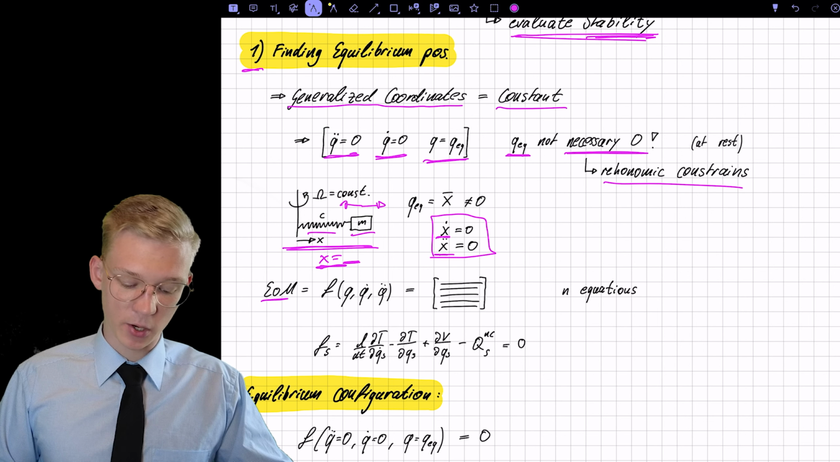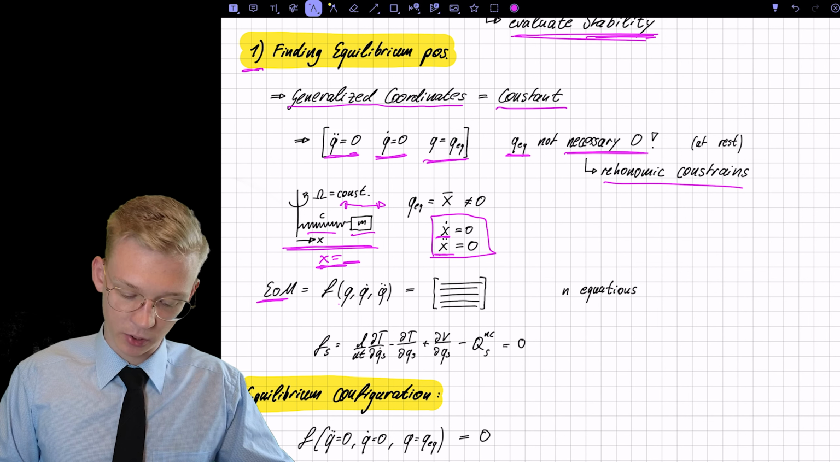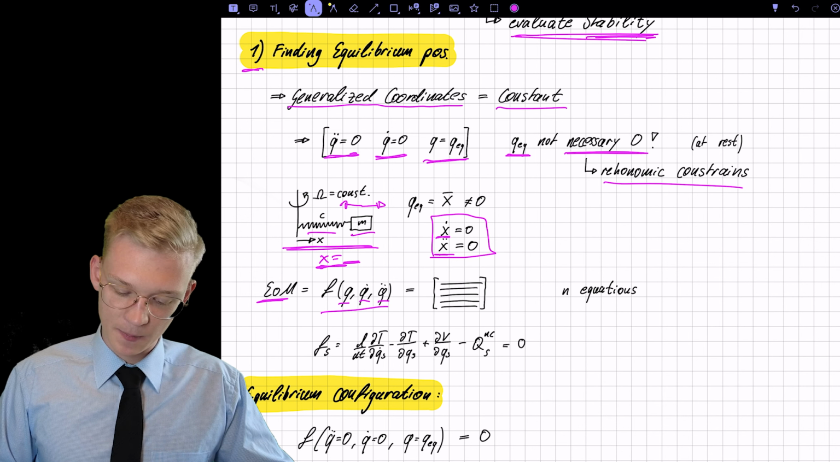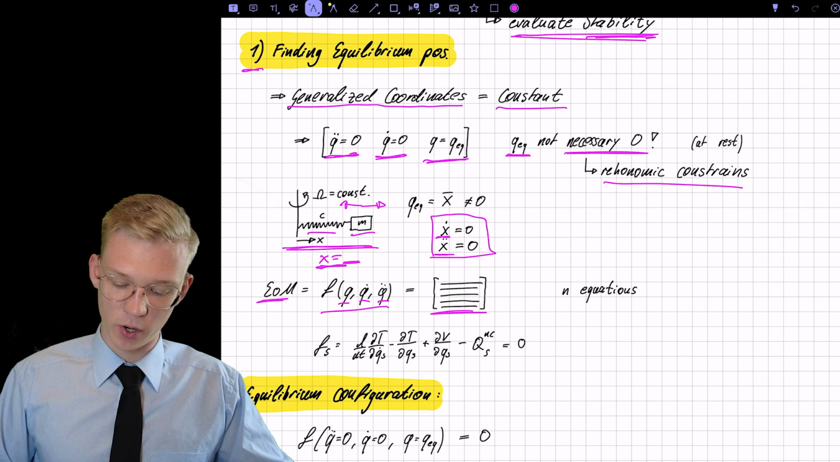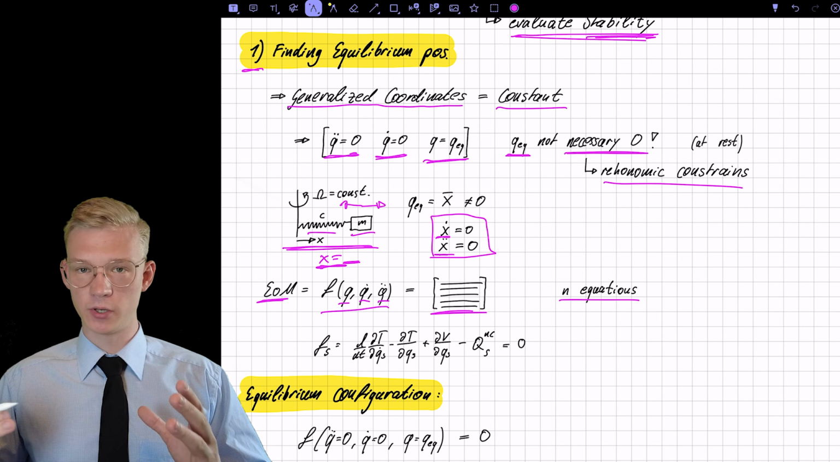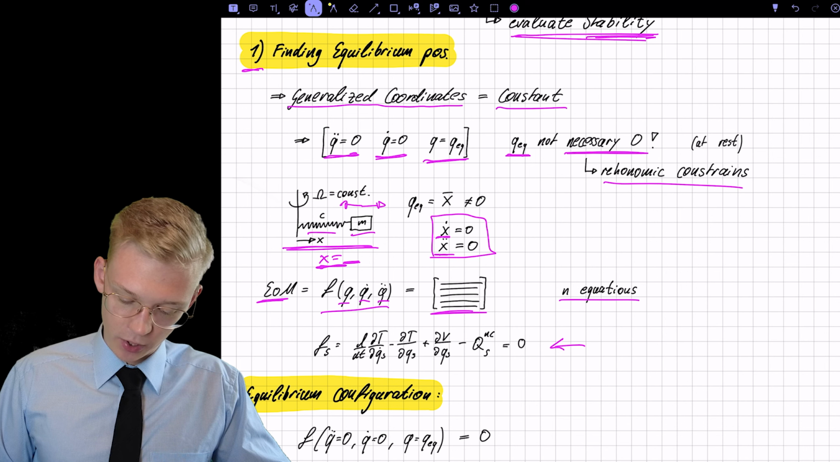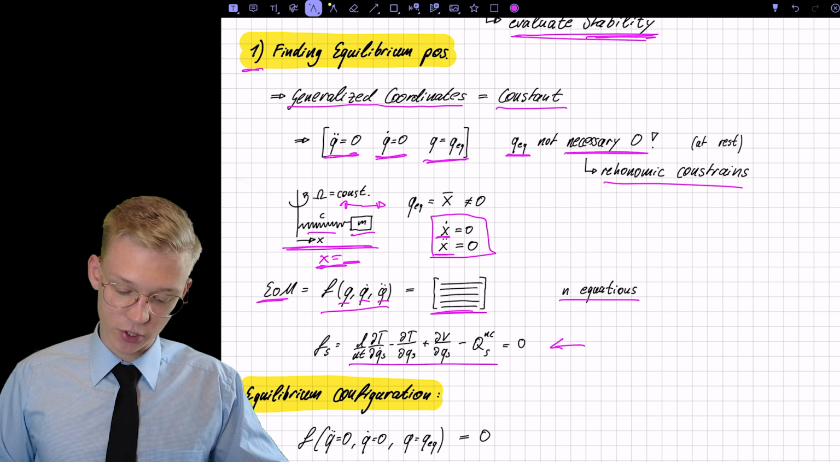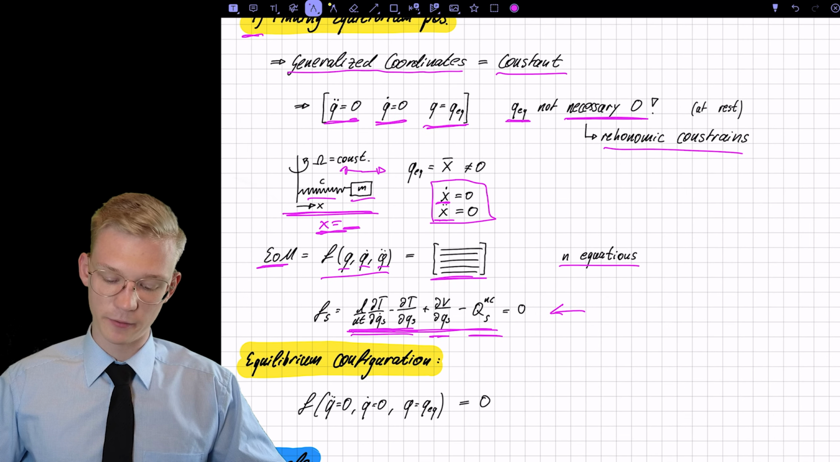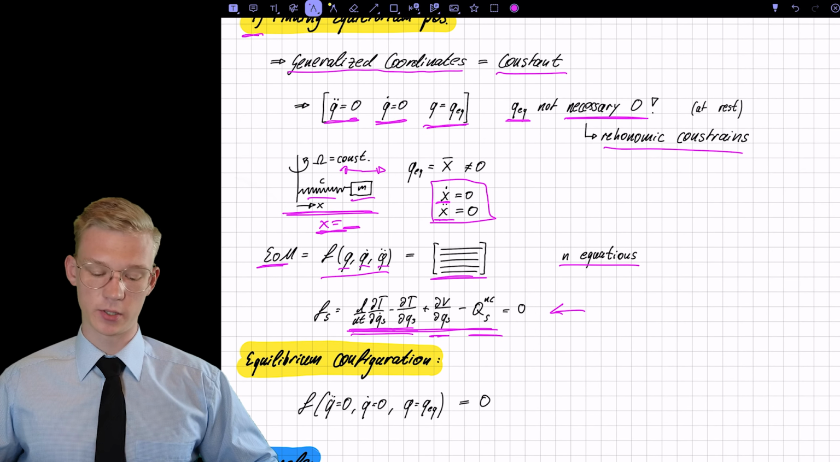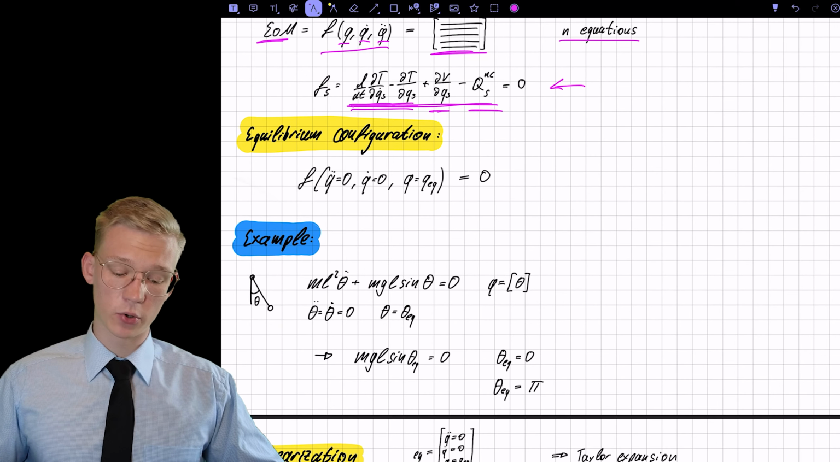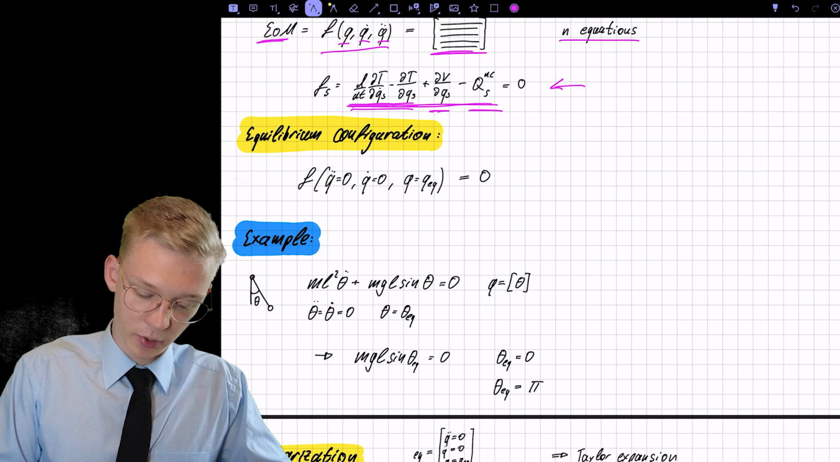So we have those equations of motion that can depend on q dot and q double dot. And we have, of course, n of those equations, because if we have n degrees of freedom, we have n equations. And one of those equations, for example, that we got from the Lagrange equations is this one. So we have kinetic energy in this part, we have potential energy here, and we have non-conservative forces. So we have n equations for n degrees of freedom. And now our goal is to find the equilibrium configuration.